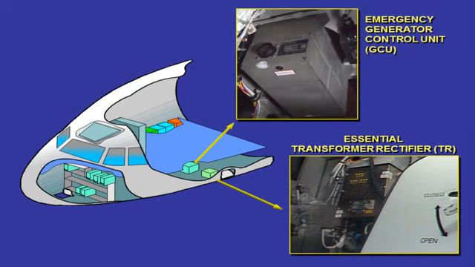The essential TR is identical to TR1 and TR2. It converts 150 volts AC to 28 volts DC at a rate of 200 amperes. The emergency GCU connects the emergency generator to the essential network if all conditions are met.